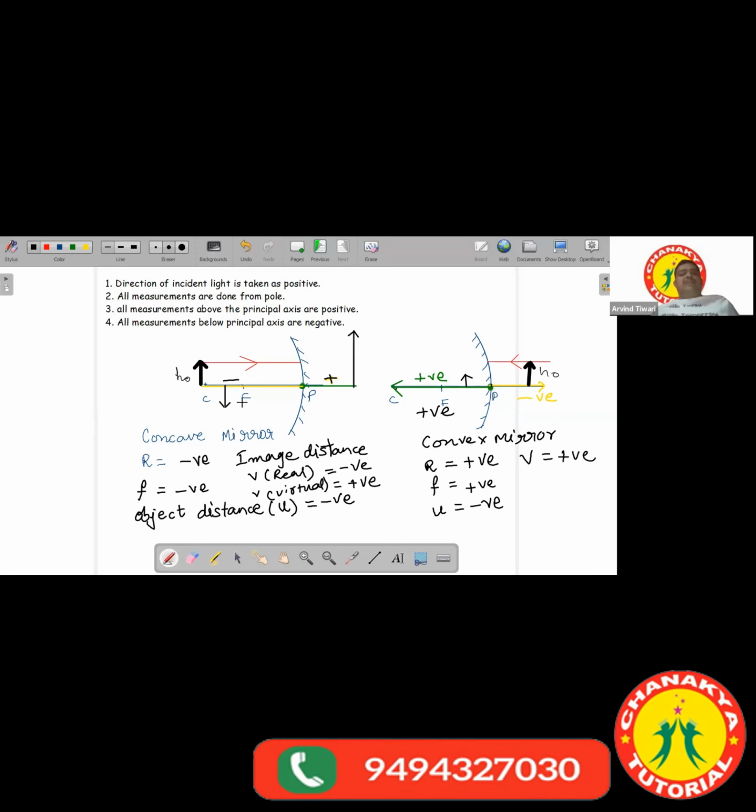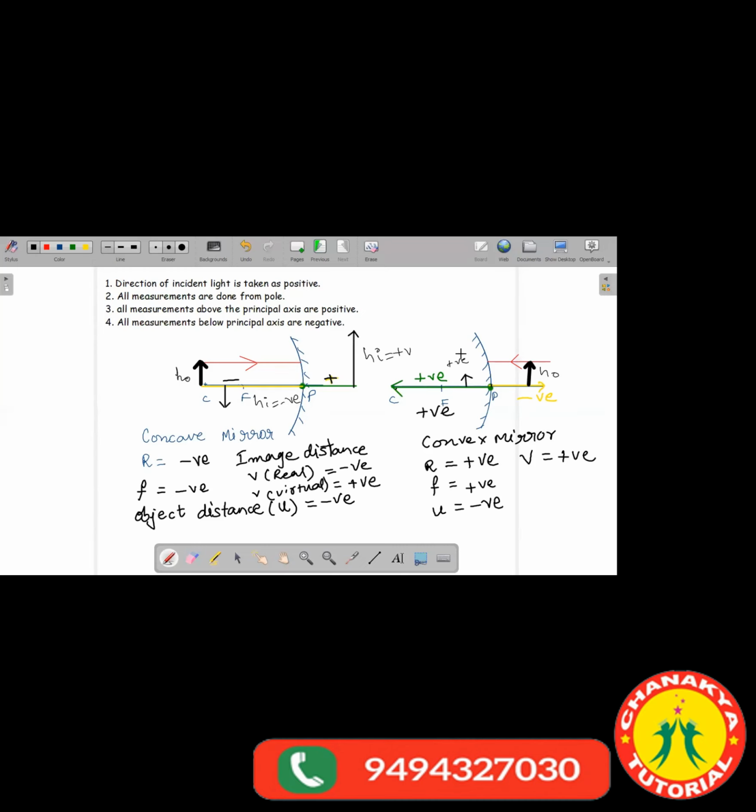And HI is denoted as the height of image. So what can you say when a real image is formed? What will be the height of image, positive or negative? When the real image is formed, it is always inverted. So what should be the height of image? Negative. And when a virtual image is formed, then what should be height of image? Positive. So this is positive. I hope everyone has understood this.